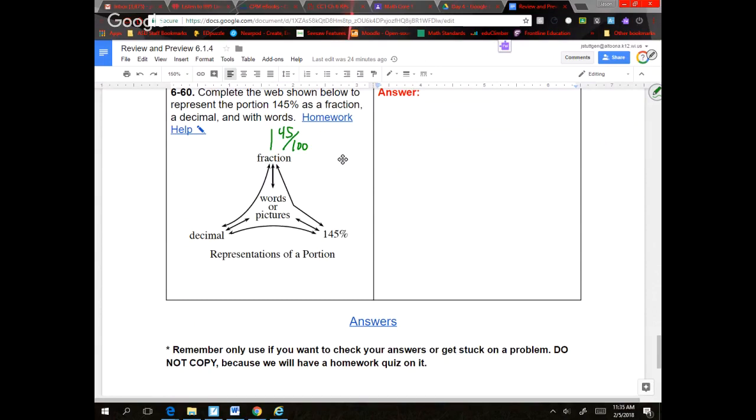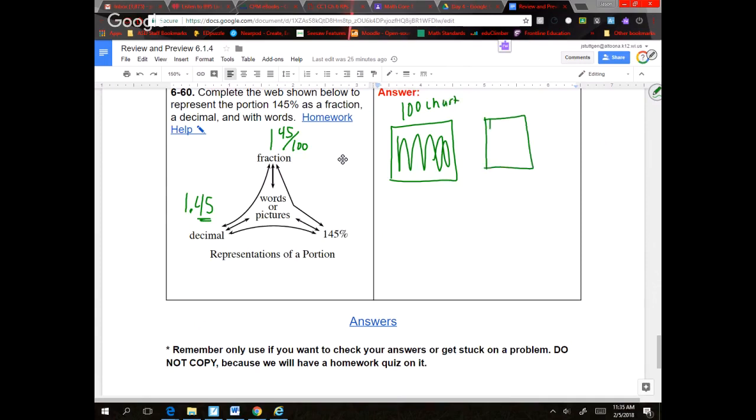The decimal, I know I have 1 whole, so I should have the decimal 1 point. And then the decimal should just be 0.45 because I have 45 hundredths of another one. That's what my fraction tells me, 45 out of 100, 45 hundredths. Then obviously if you had a picture, you would have 1 whole hundredths chart filled in, so this is a 100 chart. And then another 100 chart with maybe 45 shaded in the second hundredths chart.